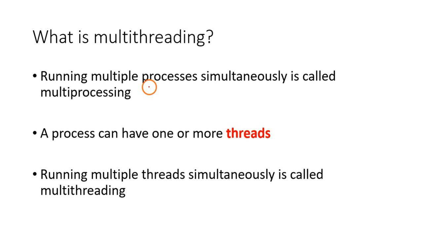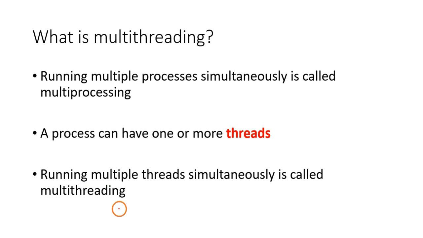Now let's see the text. Running multiple processes simultaneously is called multiprocessing, just like I said now. And inside a process, you can create one or more threads. Running multiple threads simultaneously is called multi-threading. So I hope by now you know what is multi-threading. Running multiple threads parallelly is called multi-threading.